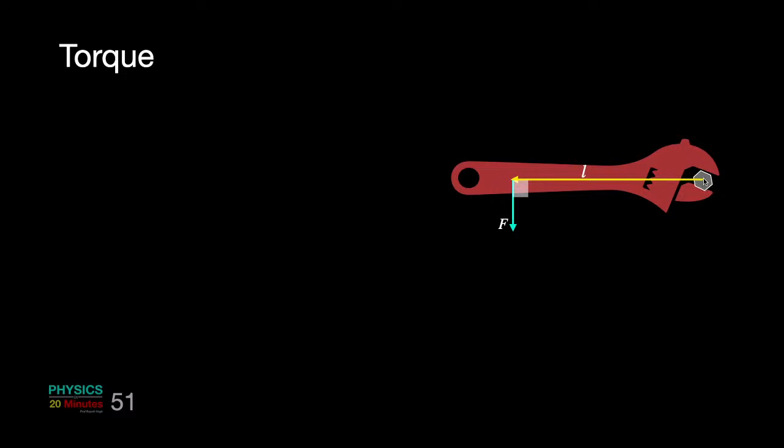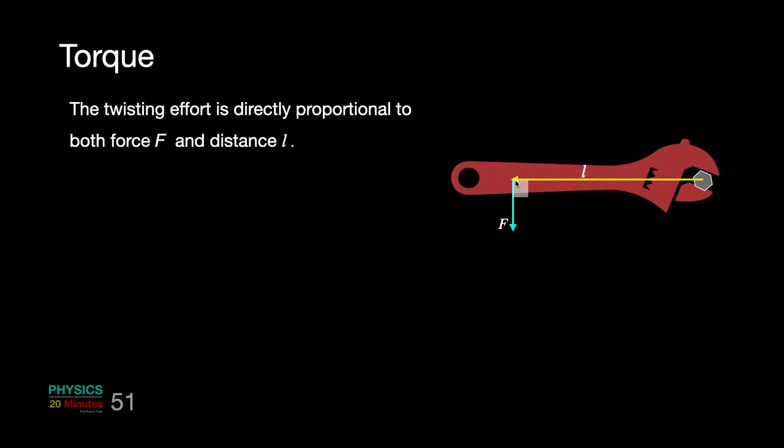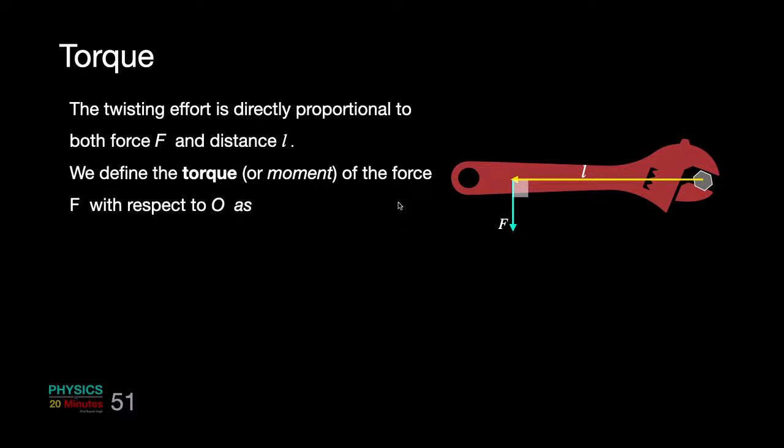The distance from the point about which the rotation is induced to the point where the force is applied is L. Therefore, the twisting effort is directly proportional to both force and distance L. And therefore I can define torque or moment of force F with respect to point O, which is this point, as tau is equal to F into L. Tau is a Greek alphabet which we use to represent the twisting effort of a force, which is nothing but a torque.